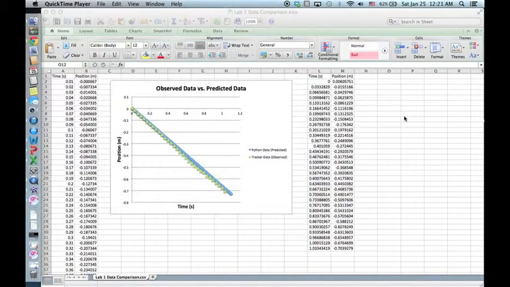Here we have the graphs created from the data generated from the observed tracker analysis, noted by the green triangles, and the predicted computational model, noted by the blue diamonds. We see that the data virtually overlaps, so the prediction was relatively accurate.